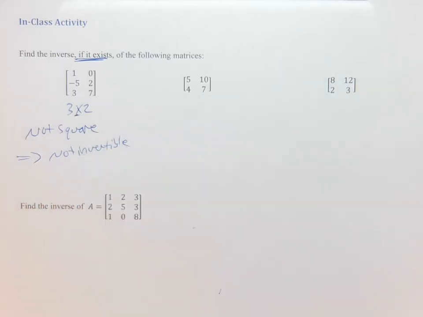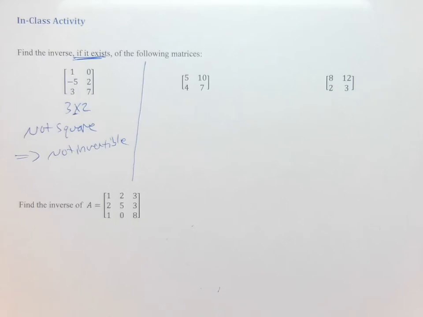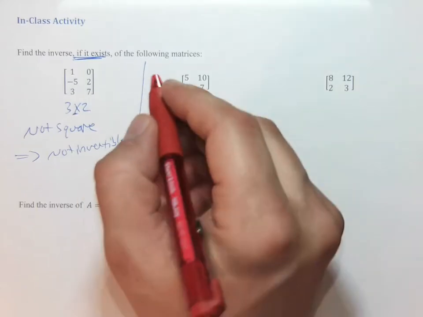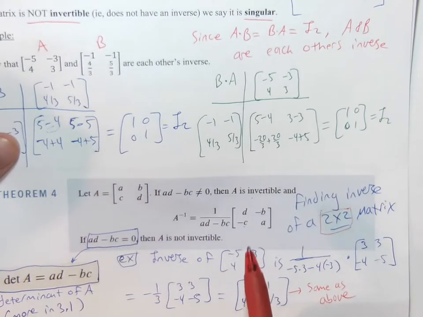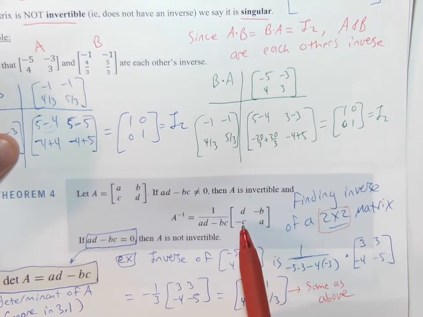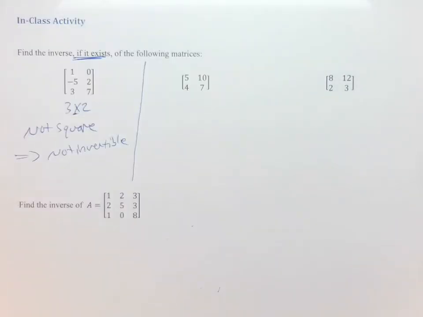All right, save yourself some work. There's no point in trying to find the inverse of that one. There isn't one. This one right here is invertible, and for the inverse, we can just use the formula from this page, right? Switch A and D, B and C multiplied by -1, multiplied by 1 over AD minus BC. So we're going to use that formula to find this one.